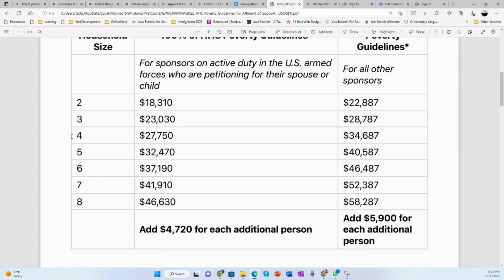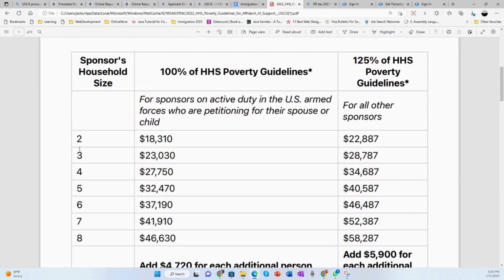For myself, let's say I have two kids, I'm married, plus myself, that's four. This is how you have to calculate it, right? This is household size, four. I'm not in the military, so that means my poverty guideline has to be 125%. So a family of four, and again, in order to support someone else, whenever you add someone, that will be five, right? Because it's a family of four plus the person you're going to sponsor to come to the US.